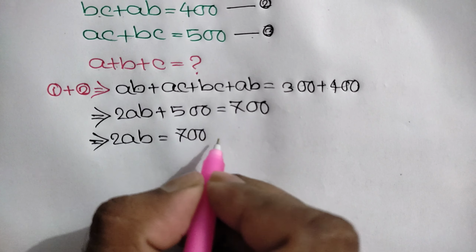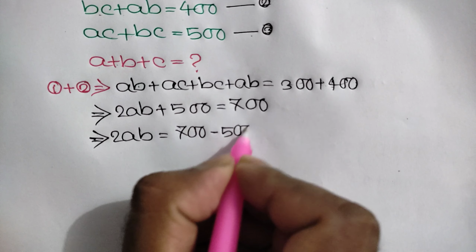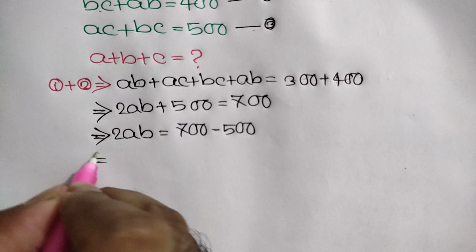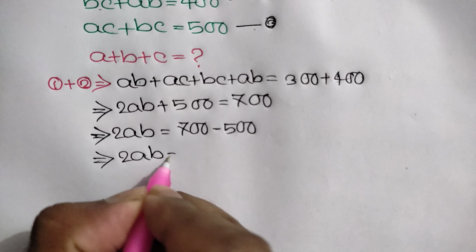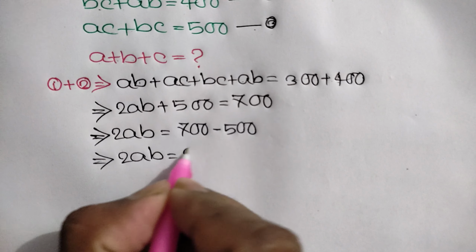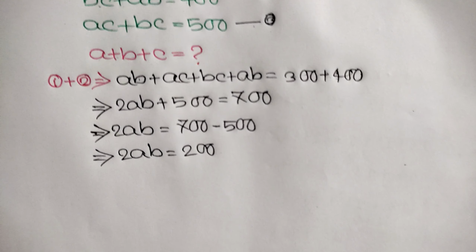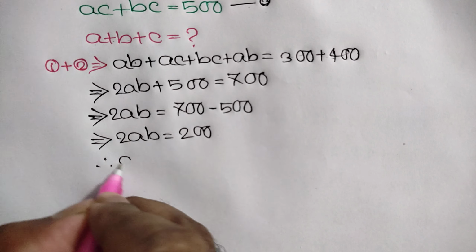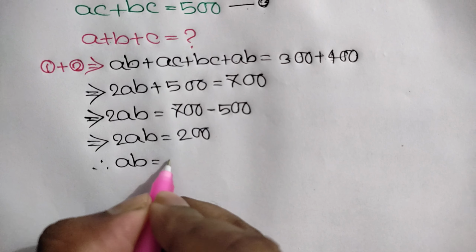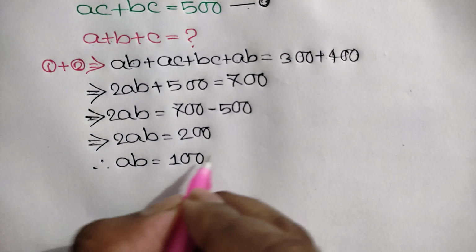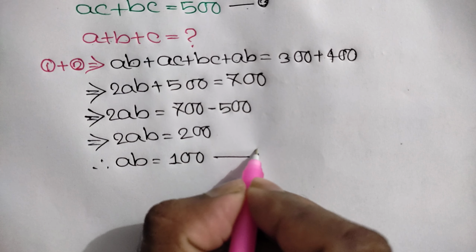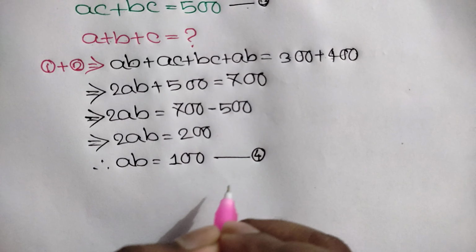Taking this 500 to the right side, we will get negative 500. Or twice AB is equal to 700 minus 500, that means 200. Now dividing both sides by 2, we will get the value of AB is equal to 100. And it is called equation 4.